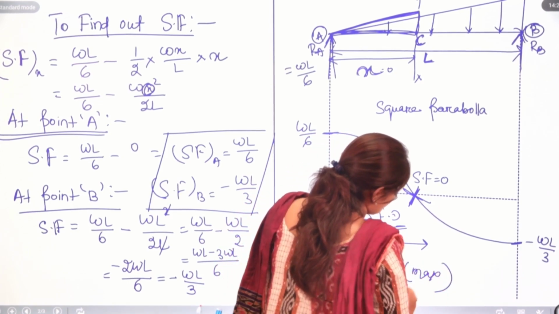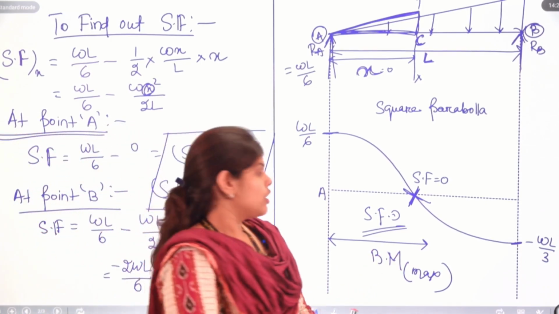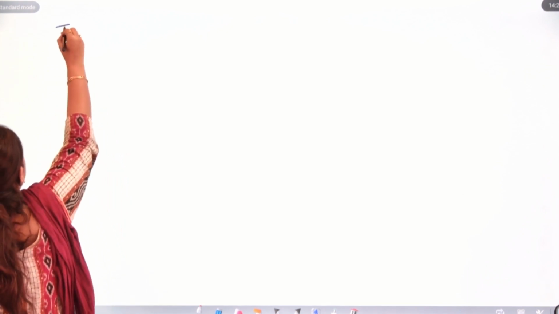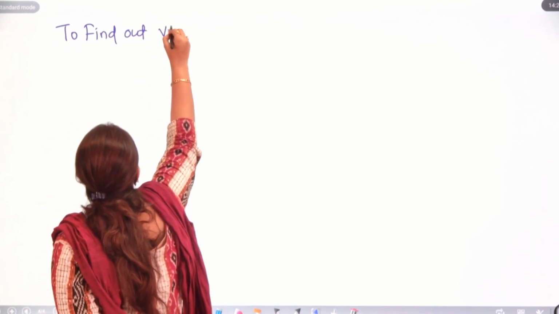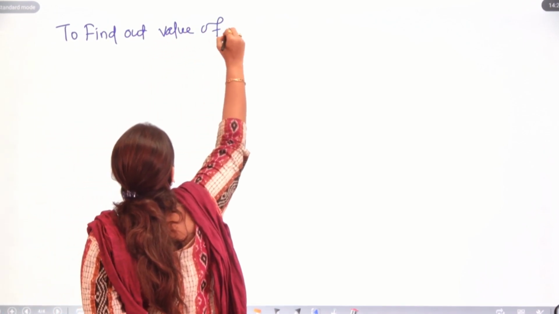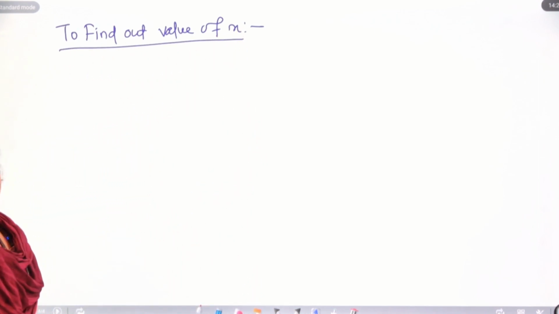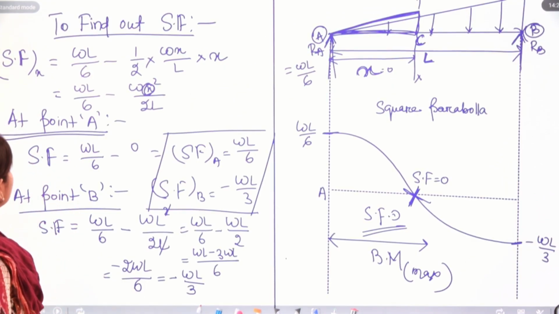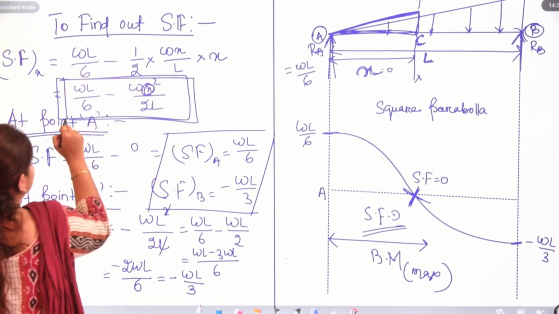To find out the maximum bending moment, we need to find out what? The value of x. So, how do we find the value of x? To find the value of x, we need to go for the shear force equation. Here we have the shear force equation. Let's go for it.